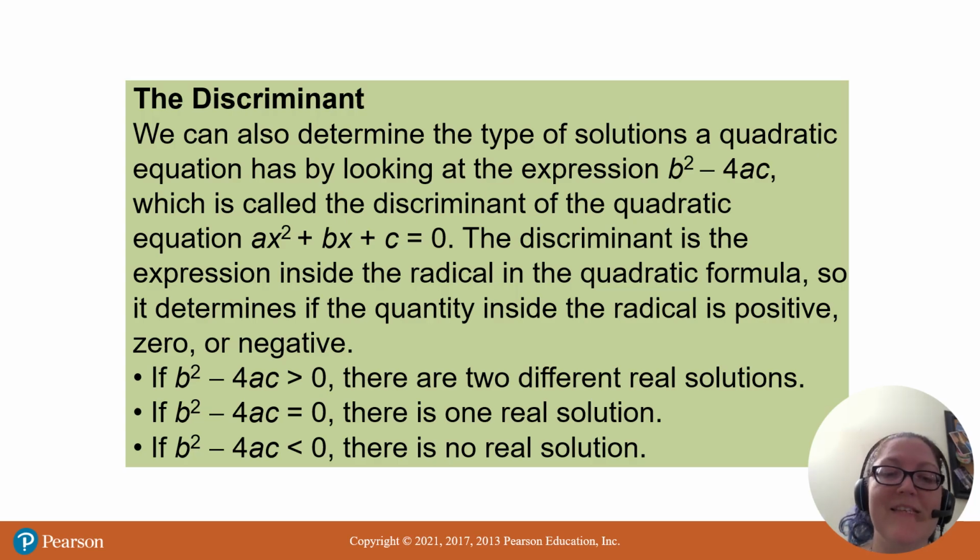Whereas if the discriminant is less than 0, then that means there are no real solutions. Now, just because there are no real solutions doesn't mean that there's no solution. There will still be solutions. They are just no longer real numbers, and they're going to be part of the imaginary number system.